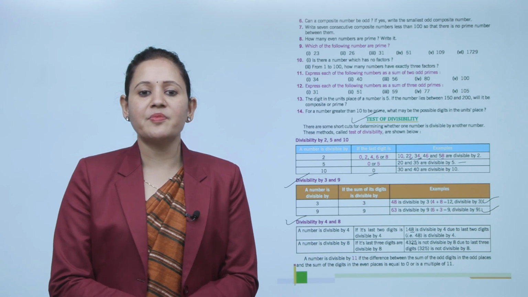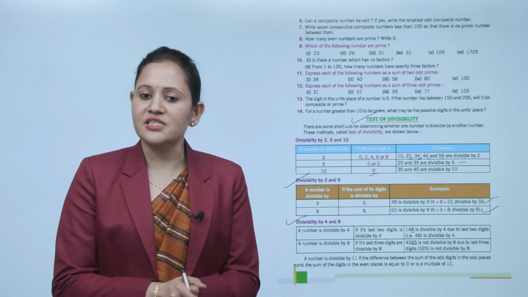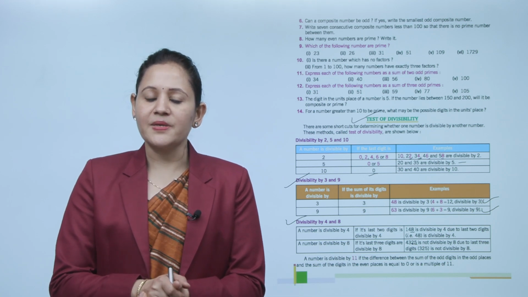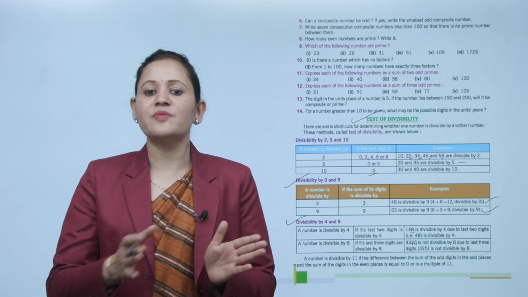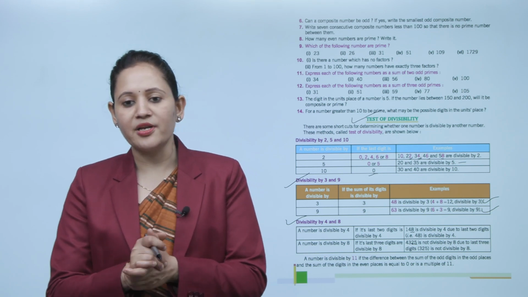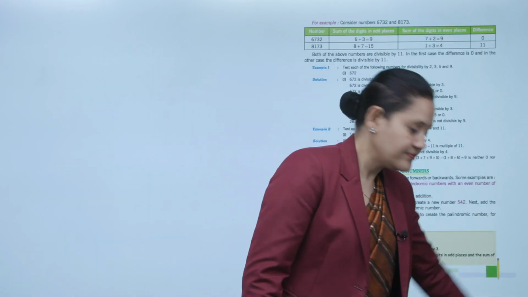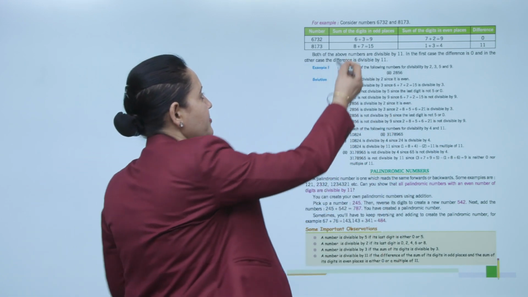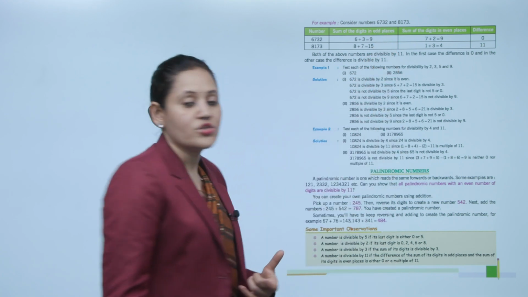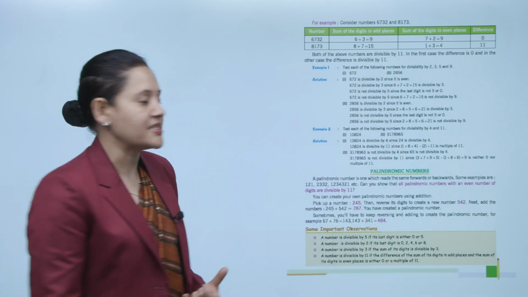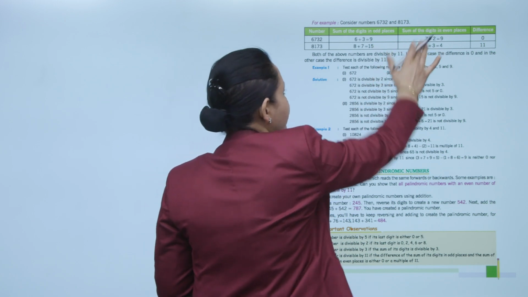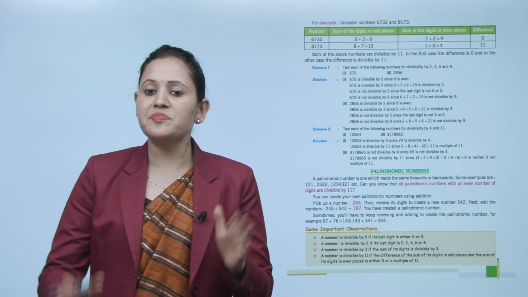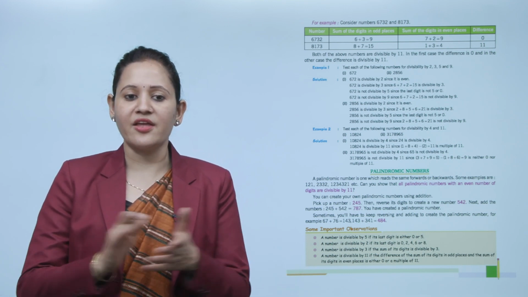A number is divisible by 11 if the difference between the sum of the digits in the odd places and the sum of the digits in the even places is equal to 0 or a multiple of 11. For example, consider the number 6732. The sum of the digits at odd places, 6 plus 3, that is 9, and the sum of the digits at even places, that is 7 plus 2, that is 9. The difference is 0. That means the given number is divisible by 11.